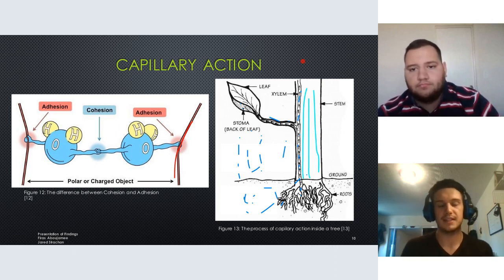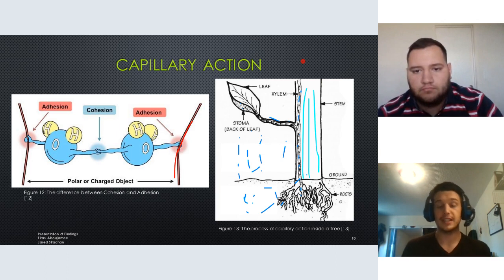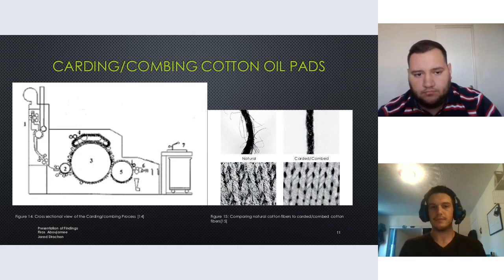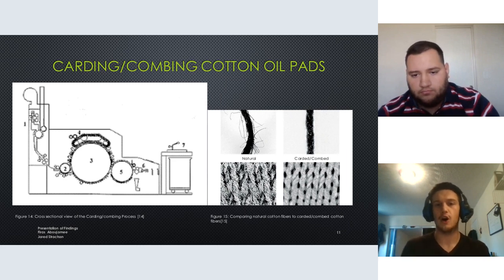A fun fact about this is that because of this effect, trees can't grow over 430 feet, because capillary action can't happen above that altitude, and the tree wouldn't be able to get water and it would just perish if it grew taller. The next process is the carding and combing.